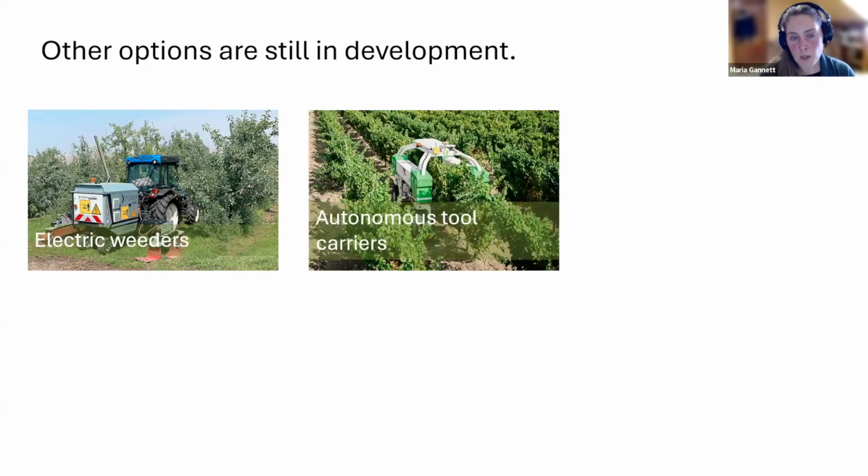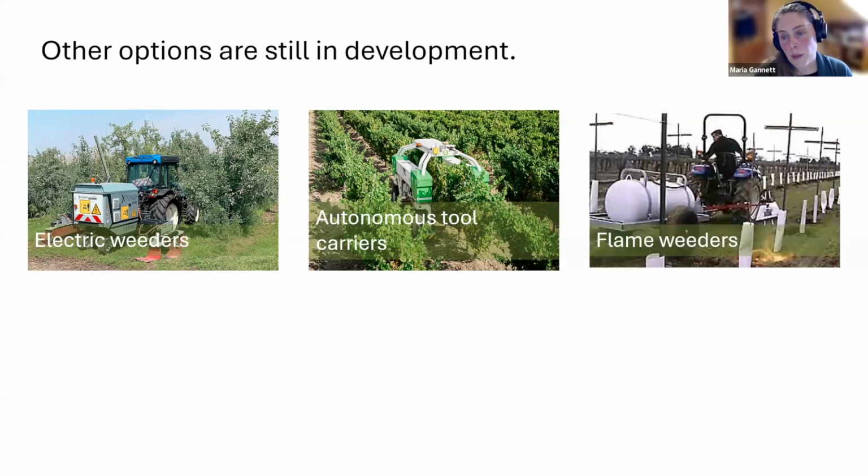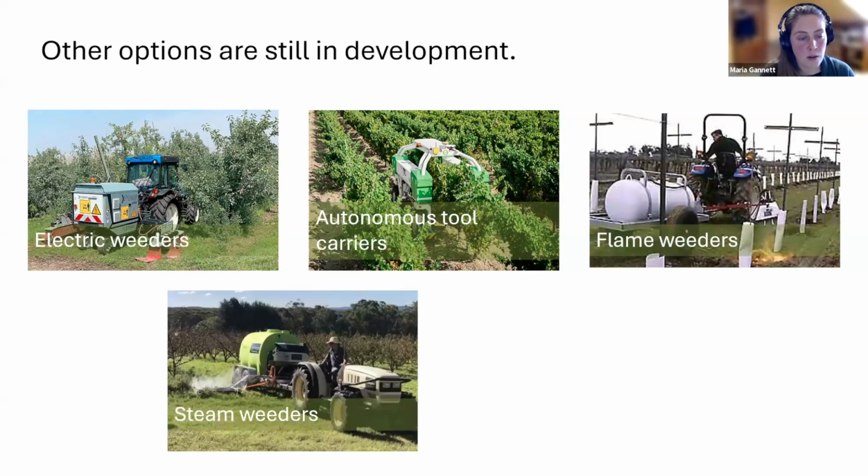There are autonomous tool carriers that people make that are nice because they can go out in the field on their own. You can attach tillage equipment to something like this and have it work in your field by itself. There are flame weeders, which can be helpful, although sometimes you risk damaging your tree if you have flames present. There are also steam weeders. These can be useful, but take quite a lot of energy from the tractor and are slow moving to be able to generate enough energy to create the steam that will effectively kill weeds.